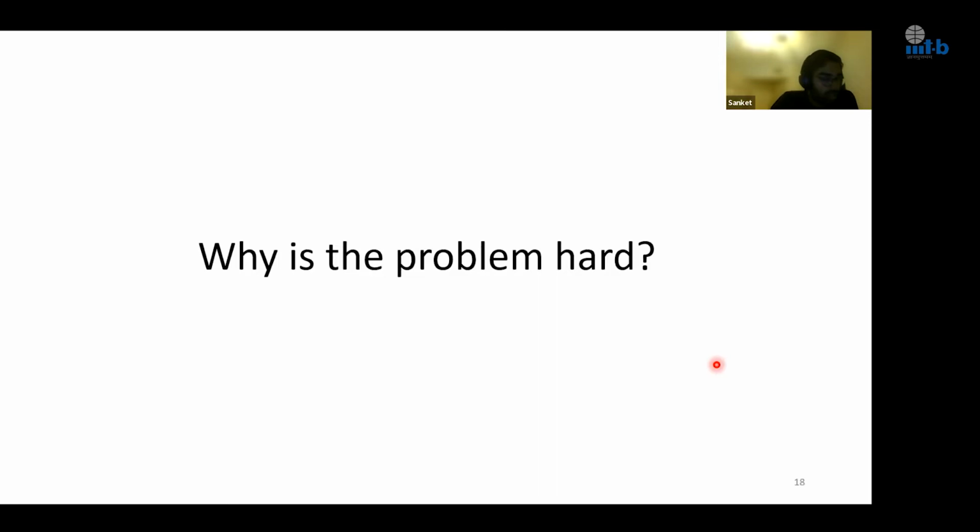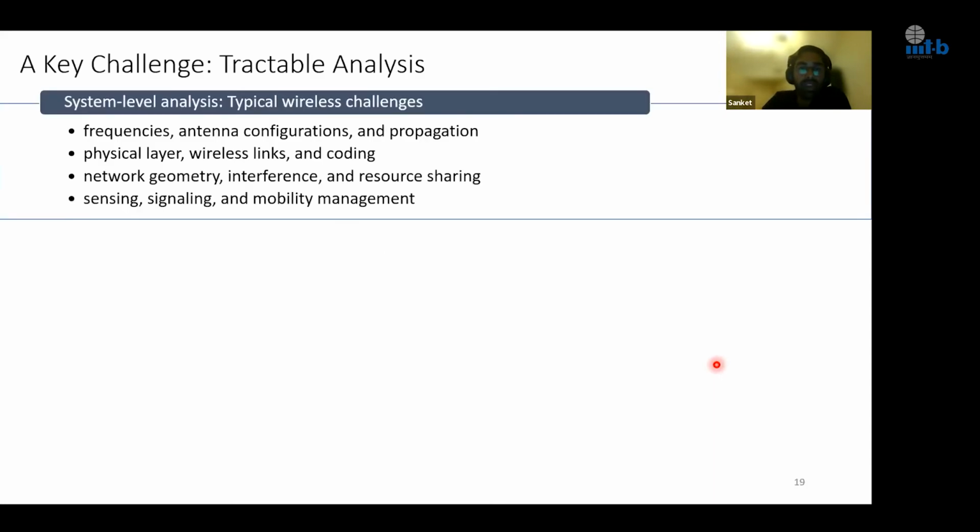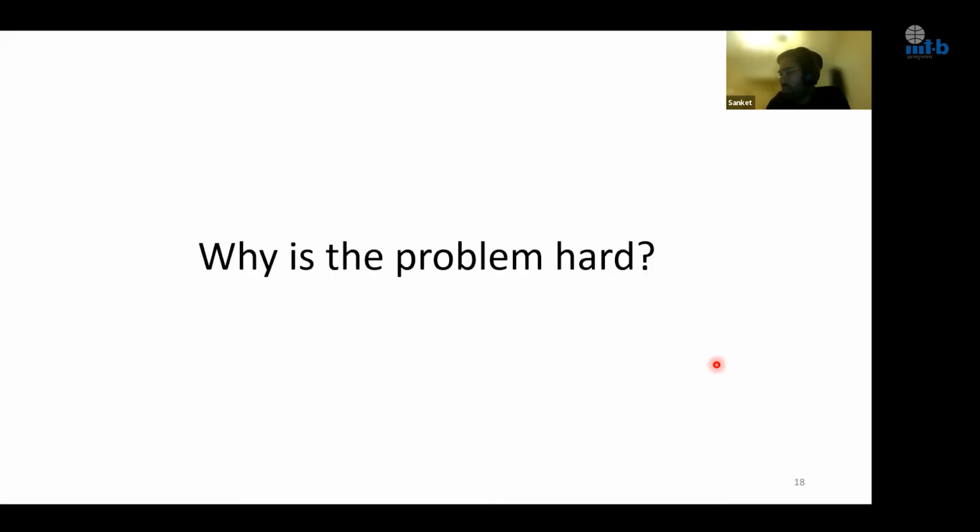Now, I hope I could motivate the beam management problem in the cellular case. If you have any questions, please stop me anytime. Now, the second follow-up question. Sanket, can I ask you a question?